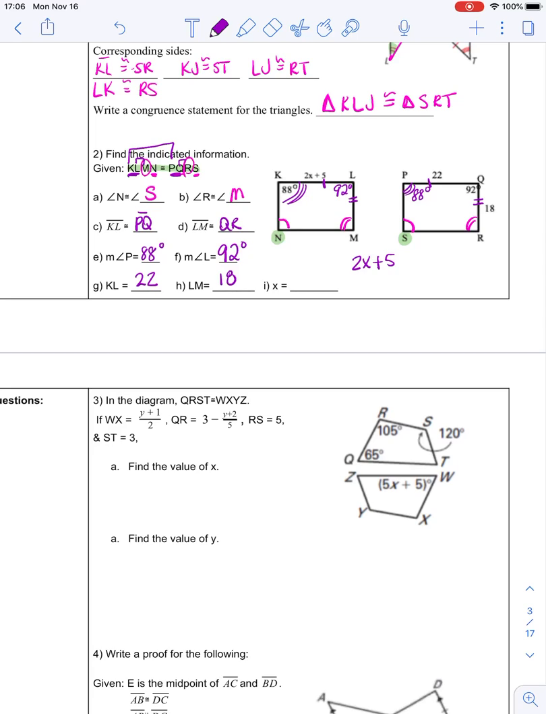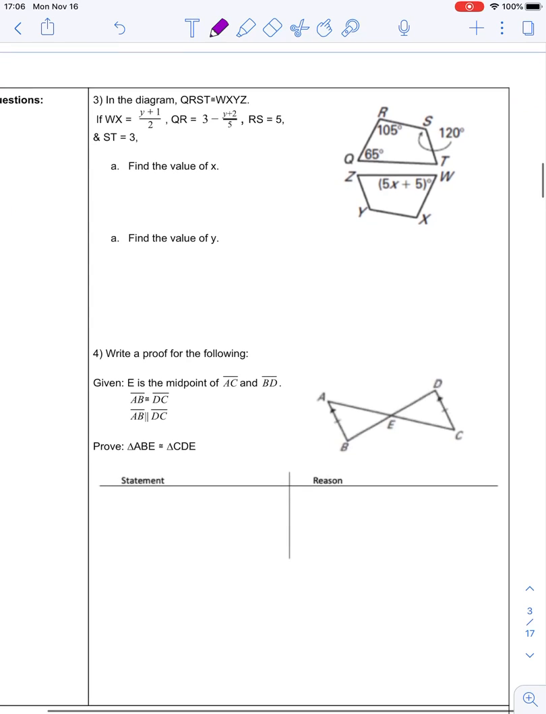And then we need to find x. Well, KL was labeled as 2x plus 5, and it should equal 22, so we want to know what value of x gives us that. Subtract 5, 2x is 17, and you get that x is 17 over 2, or 8.5.